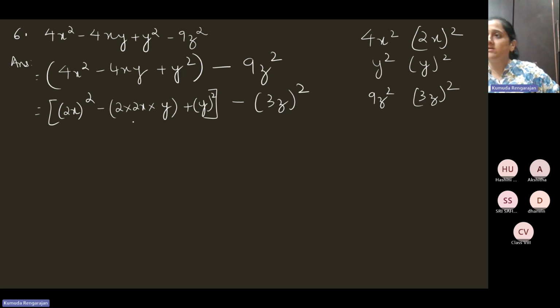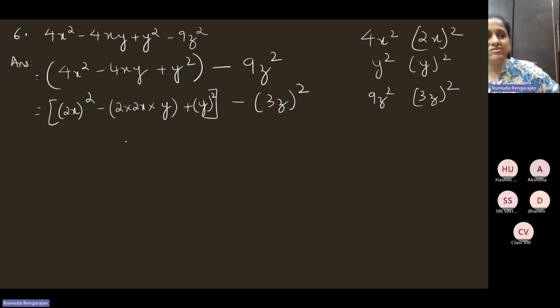Correct? Now check. 2 into 2, 4, 4xy. Yeah, the middle term is 4xy. And this one is 4x square. This is y square. Now, these 3 terms make a squared minus 2ab plus b squared.